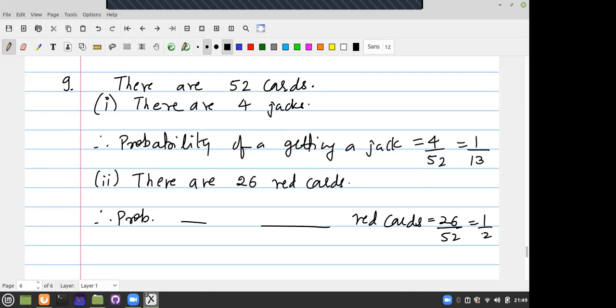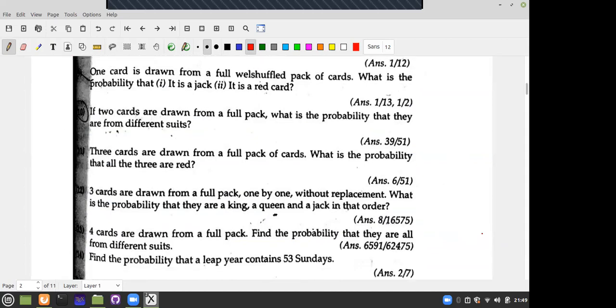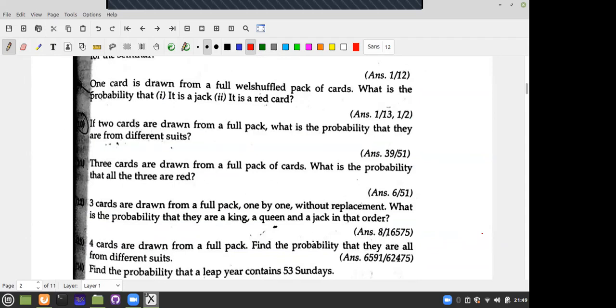Yes, sir. Now what I want is that both of you take 5 minutes and try these problems 10, 11, 12, 13. Maybe you will be able to solve one or two problems completely. Try 10, 11, 12, and I will continue after 4 to 5 minutes. Just let me know once you are done trying.